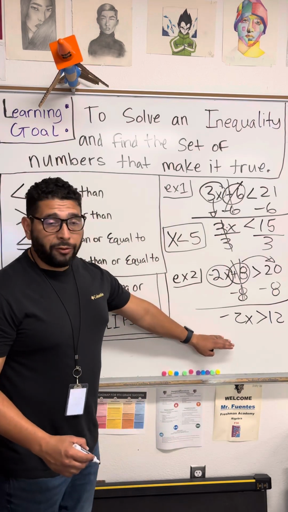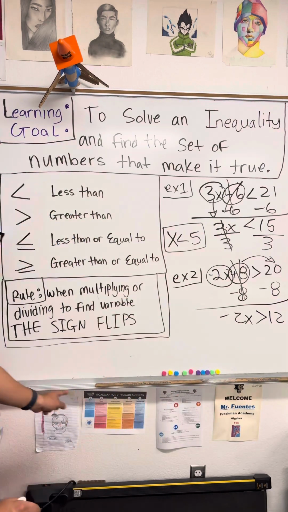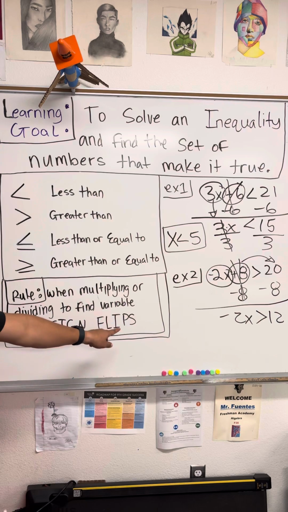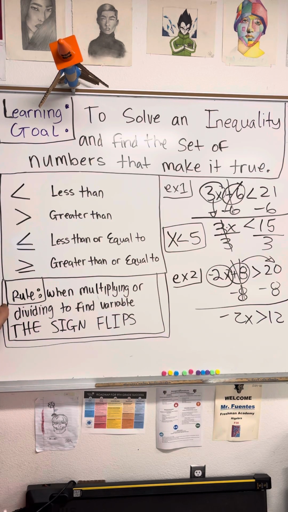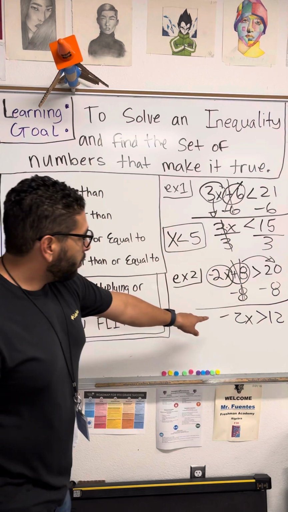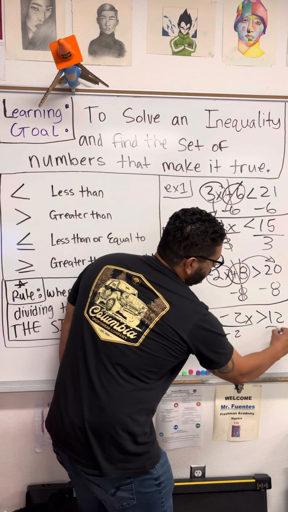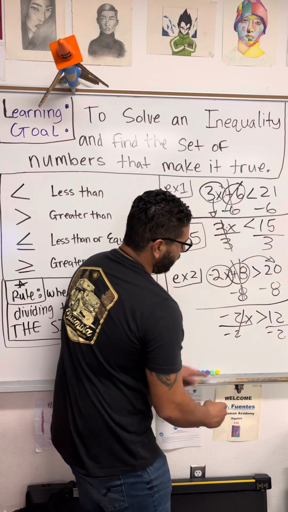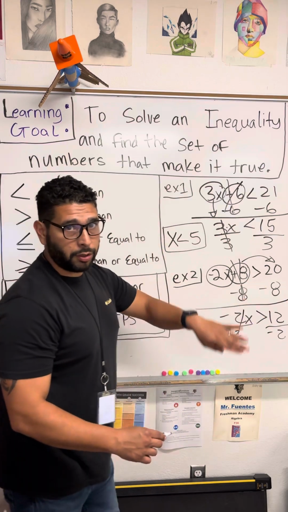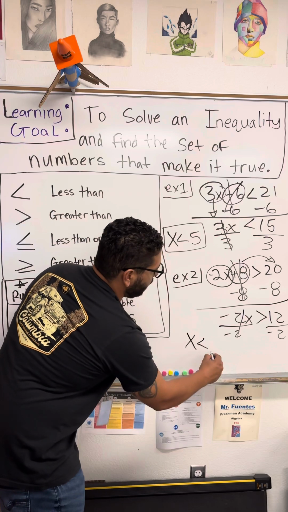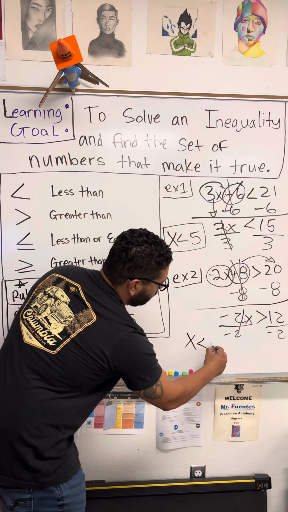All right, now careful here, because anytime, here's a special rule right here that I want you to write down. When multiplying or dividing to find the variable, the sign flips. So get that into your notes. Very important rule. Put a star on that. All right, so notice, we got negative 2x. So when I divide by negative 2 on both sides, this inequality sign is going to flip. So it's going to be x is now greater than 12 divided by negative 2, negative 6.